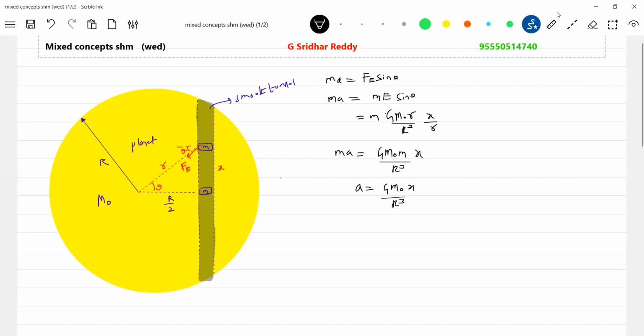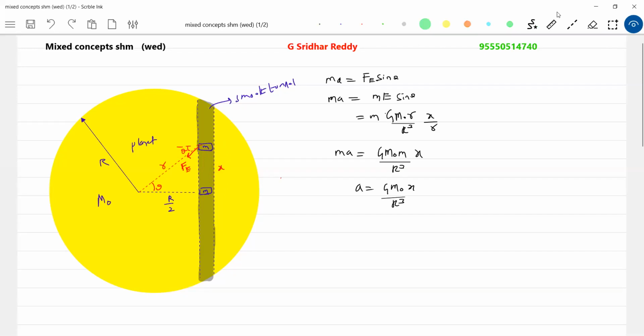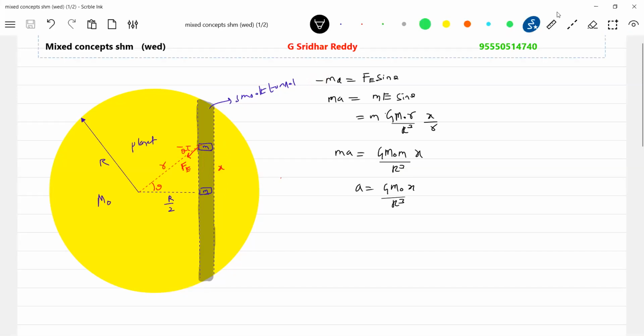And how is this acceleration? It will be opposite to displacement. We are given displacement in this direction. The restoring force is acting here. So that negative sign, I'll bring it here. Comparing with standard equation of SHM, okay, this will be the expression for the time period.